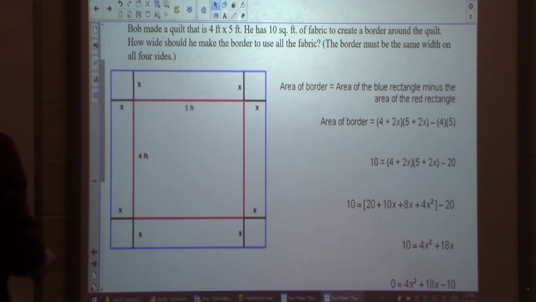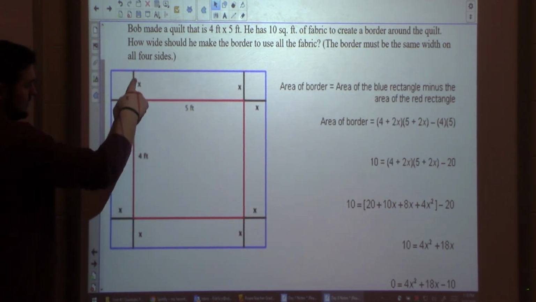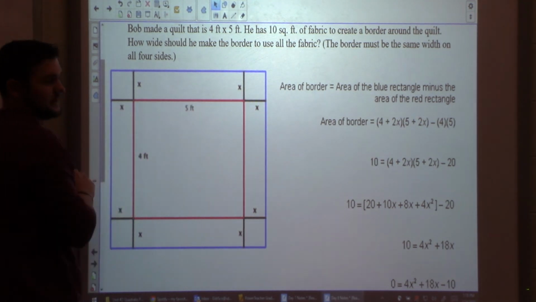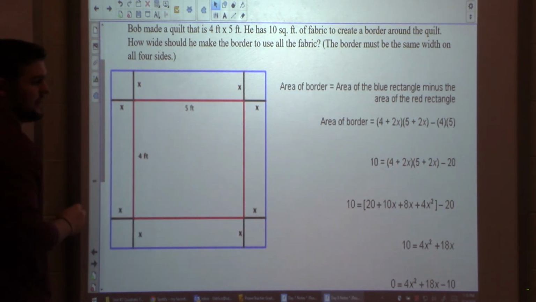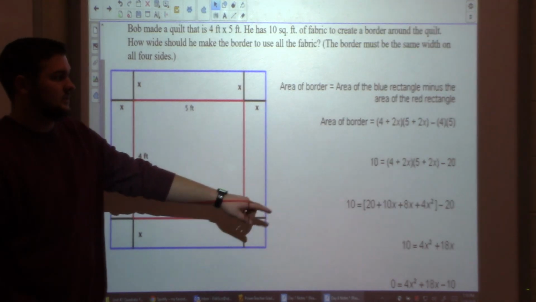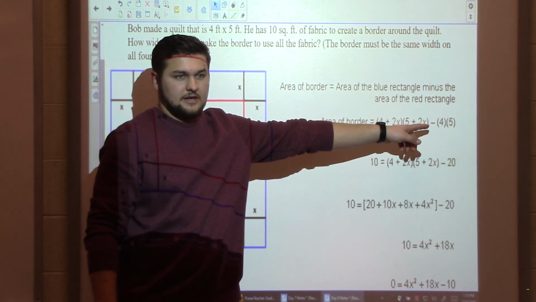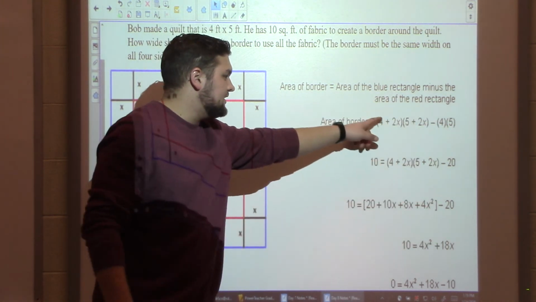They took the area of the blue, which is 4 plus 2x times 5 plus 2x, and they subtracted the area of the red, which would be 5 times 4. Okay, so they took the blue minus the red. Okay, do you all understand that? Is this on your paper already, hopefully? Right? Yeah.